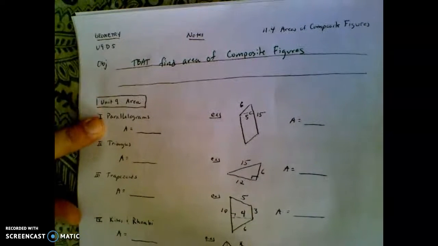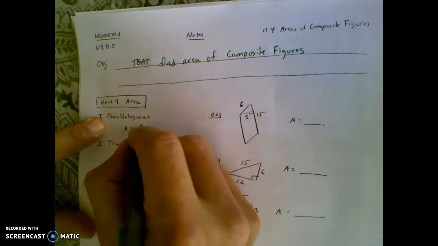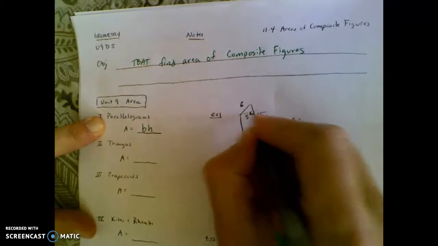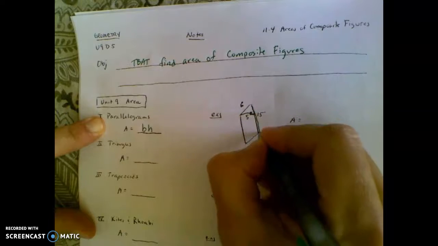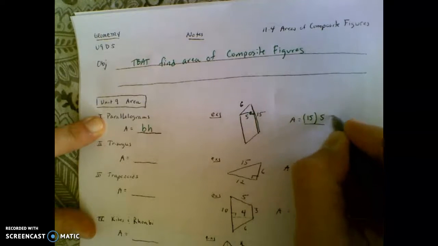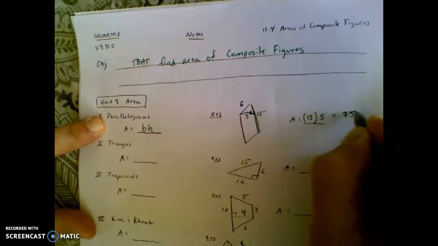The first one we started off with was a parallelogram. Remember, that was base times height, where base and height had to be perpendicular. I see perpendicular right here. That means this is the height and this is the base. So this one would be 15 times 5, which is equal to 75.